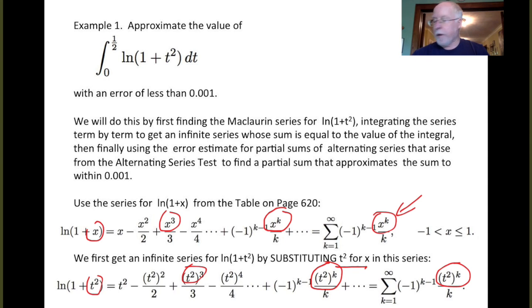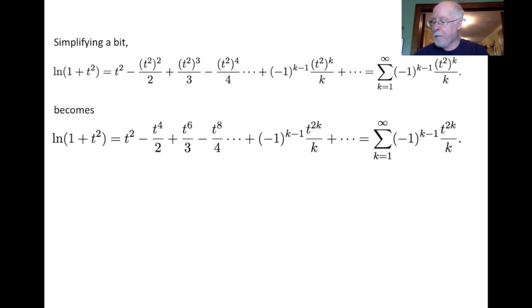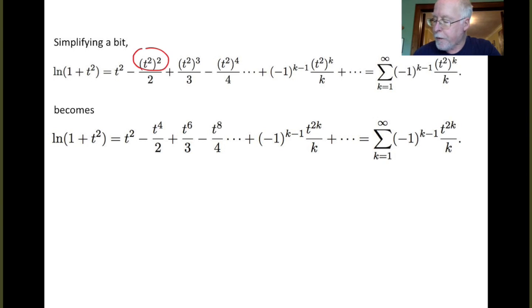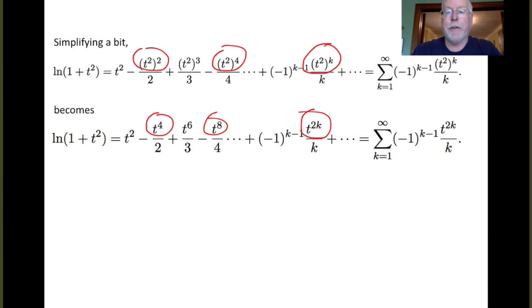Okay, now we're going to do a little bit of work with this. Here is that series from the last page. Our first step is just to work out the powers of t squared. So t squared squared becomes t to the 4th. T squared to the 4th becomes t to the 8th, etc. And again, importantly for the generic term, t squared to the k becomes t to the 2k. And then this also carries over to the sum.